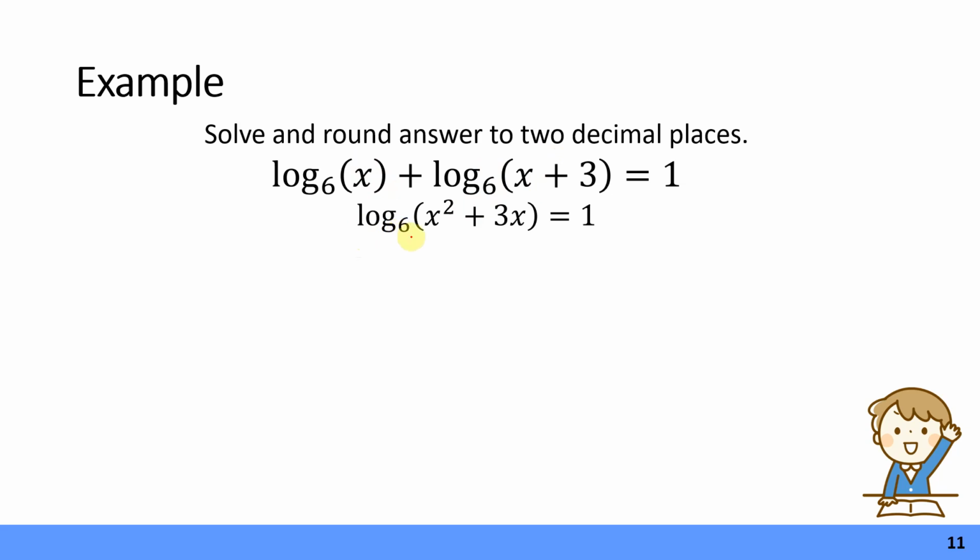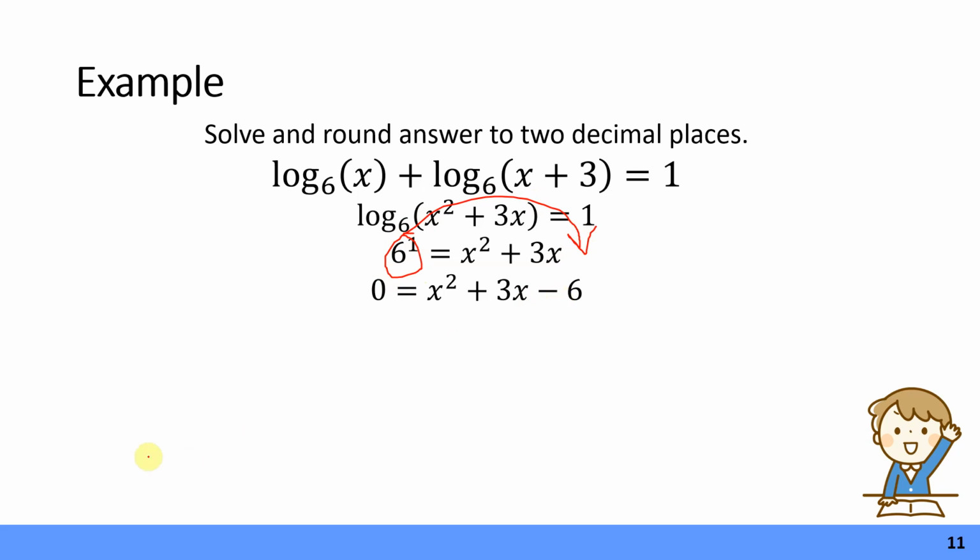Step 2, I'm going to have to rewrite this as an exponential. Again, same thing. We're going to have 6 to the power of 1 equals this whole thing. So 6 to the power of 1. Again, the log disappears because I converted it into an exponential. From here, we know what to do. 6 to the power of 1 is just 6. And then x squared plus 3x stays there. Now, in order to solve this, I have to move the 6 to the other side. But if I move it to this side, it becomes a negative 6.